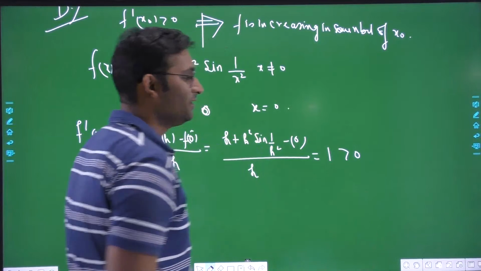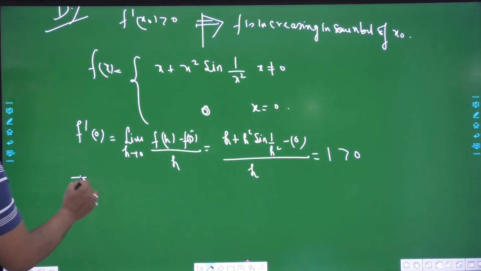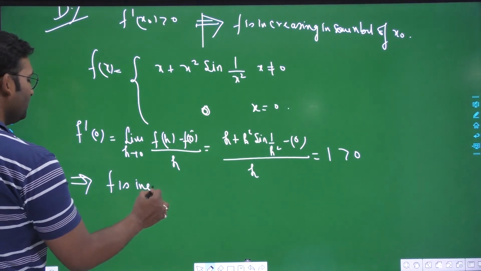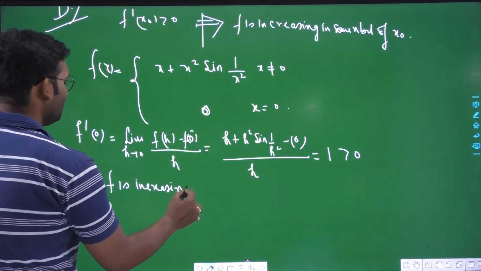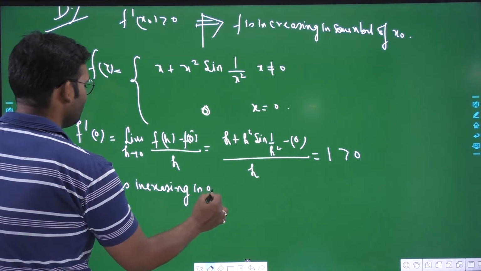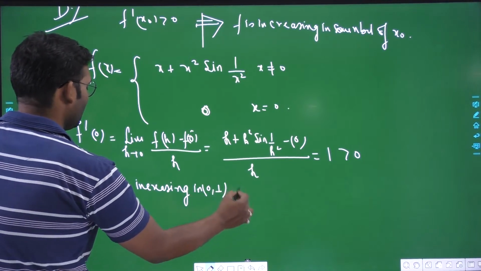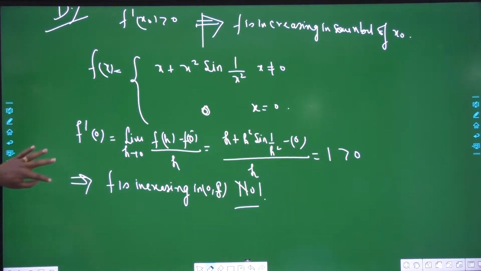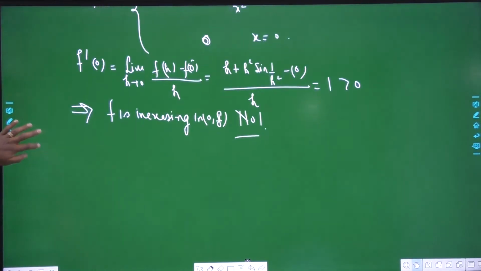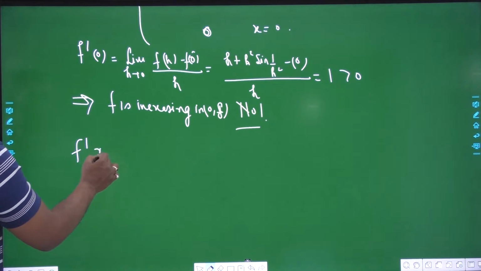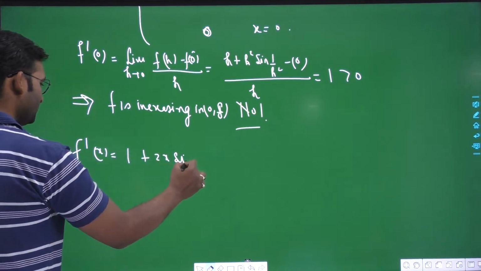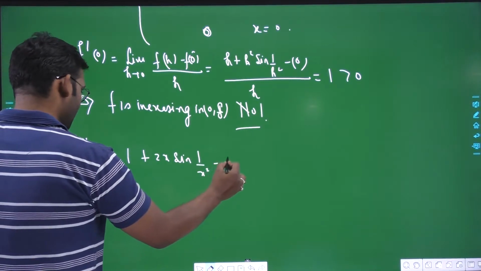Now, does it imply f is increasing in the interval 0 to del? The answer is no. Why? See, let me find f dash x for you. So f dash x will be equal to 1 plus 2x into sine of 1 over x square, and so on. This you can do on your own. I'm just stating the graph form.